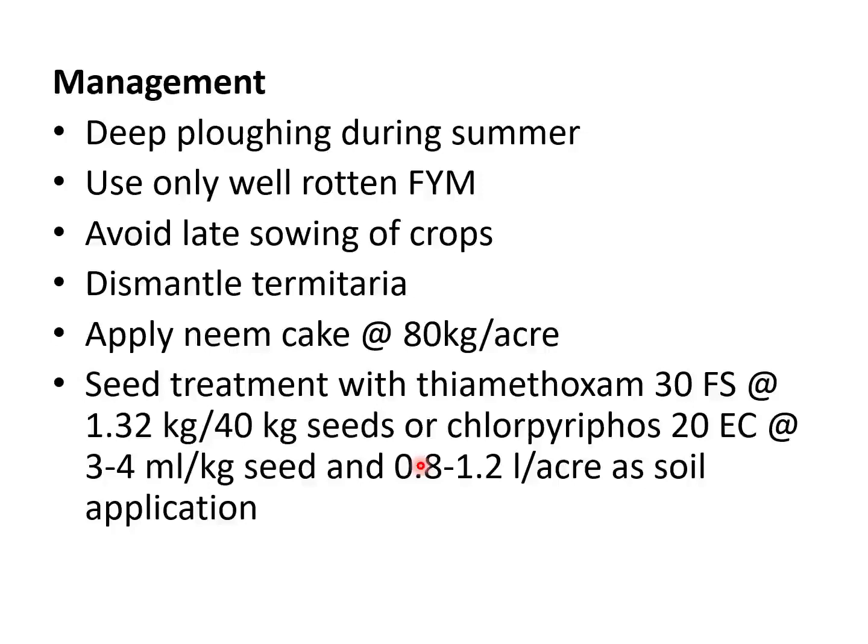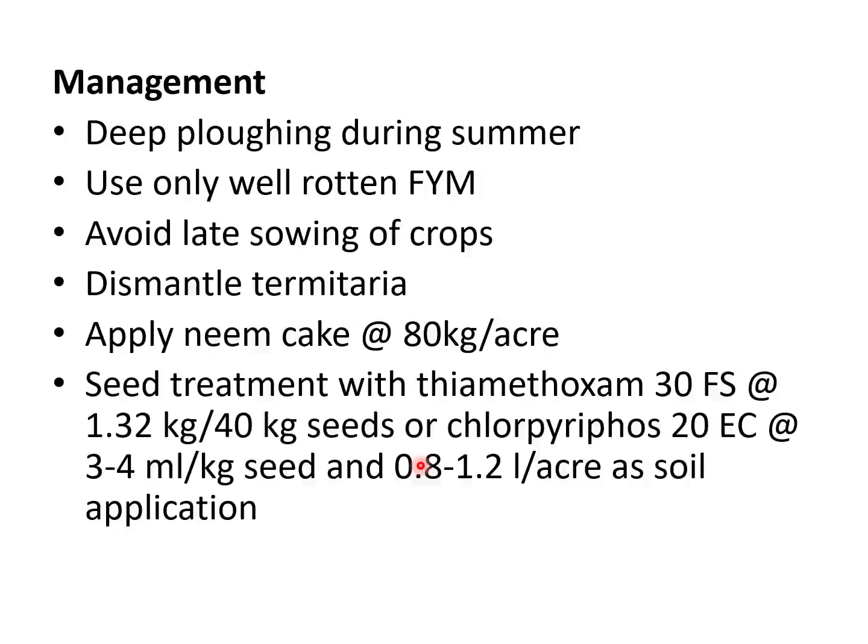Then avoid late sowing of the crop, because if we go for late sowing of wheat, the chances of water scarcity are extremely high. Once the wheat is planted late, the crop matures in April-May. If it matures in April-May, the chances of drought are extremely high, so the crop becomes susceptible to termite infestation. So avoid late sowing of the crop.